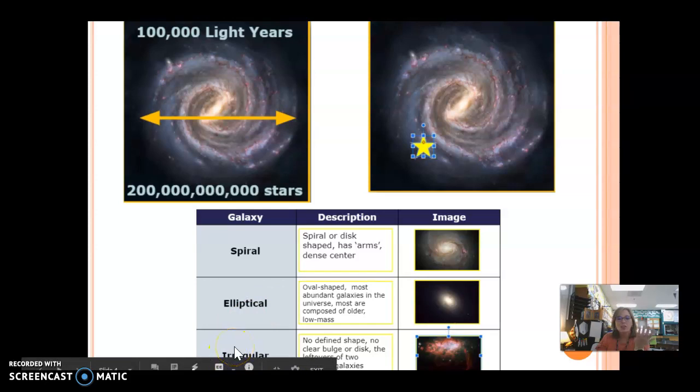And then you have irregular galaxies. They don't have any defined shape. It's not a ball. It's not like a pinwheel shape. And these are usually left over from two galaxies that have collided, and then everything is just kind of in disarray. So that is what we went over in class.